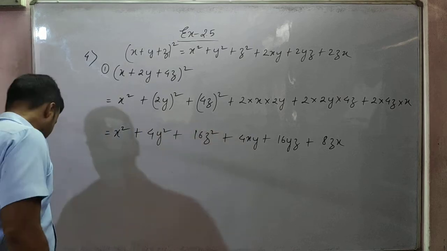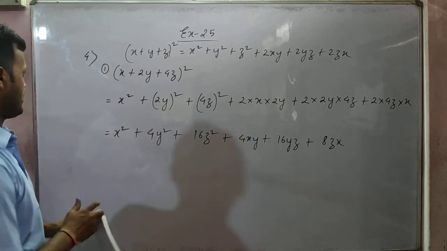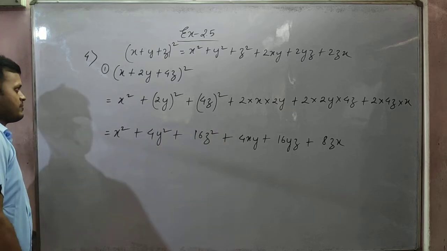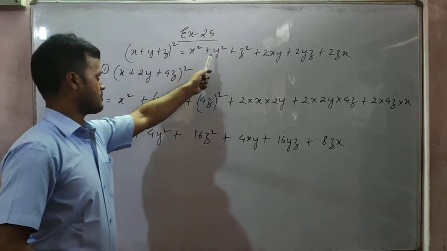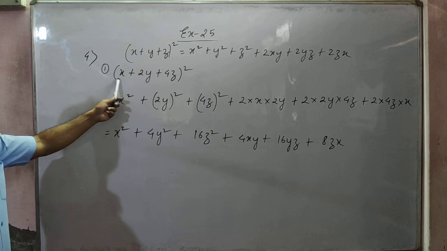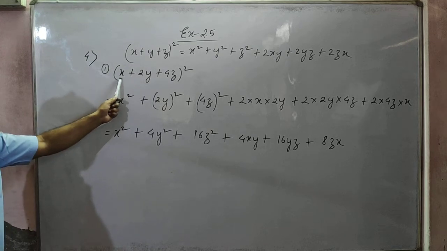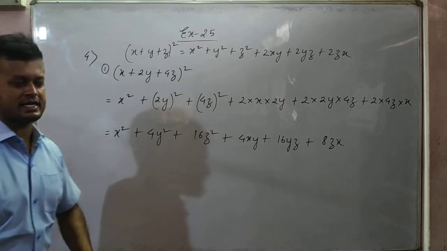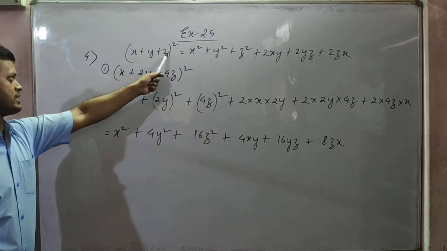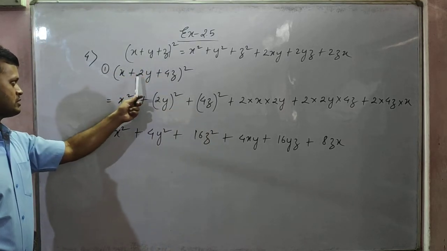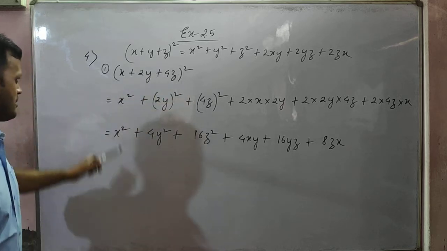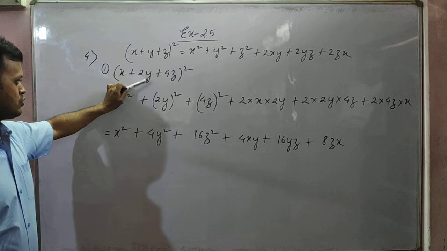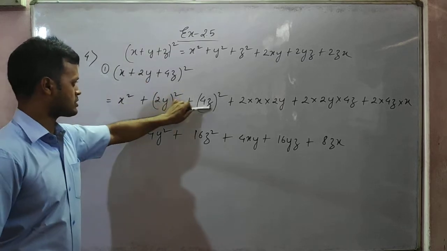We have been asked to expand each of the following using identities. So (x + 2y + 4z) whole square we can write: first I will write x square plus y square plus z square. This is x, this is y, 2y is completely y, and 4z is completely z, like this. (x + y + z) whole square. So first I will write x square, plus (2y) whole square plus (4z) whole square.